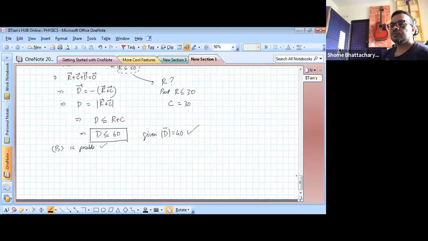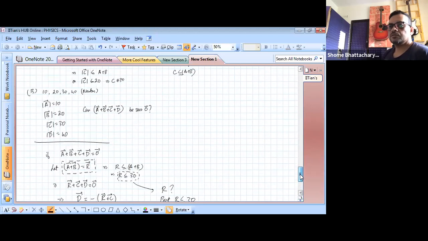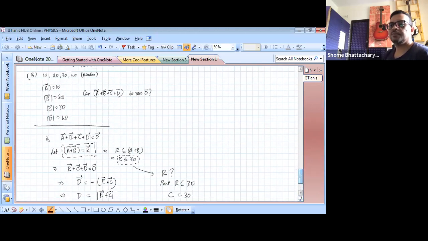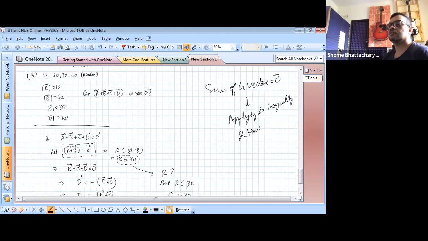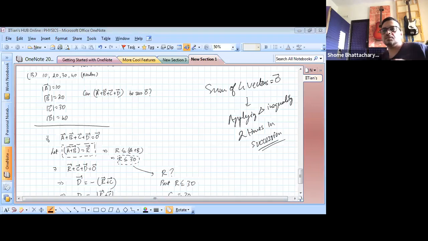I'm just leaving you with the solution for a bit of time. So basically we are applying the triangle inequality twice. We are taking the sum of 4 vectors to be 0, so we are applying the triangle inequality 2 times in succession. I'll explain what we are doing geometrically also here. It's very interesting. But first, just understand it by the algebraic method.